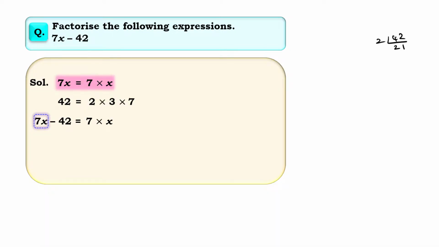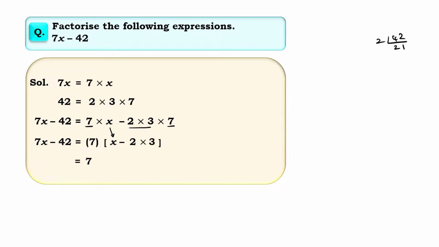7x and 42. 42 is written as 2 into 3 into 7. So here what is the common term? 7 is common. Once you take the common term here, what is remaining here? X. And 7 is taken out. What is remaining here? Minus term as it is. 2 into 3, that is 6. You can write it in the next step. So this is your factorization method, my dear friends.